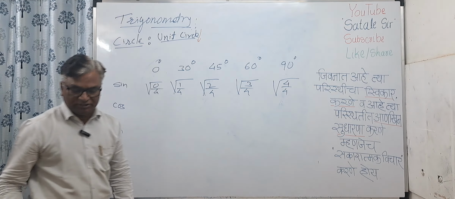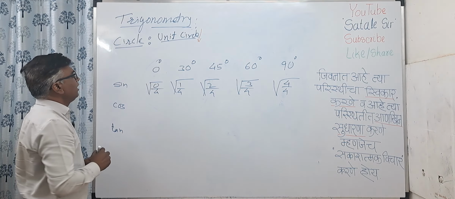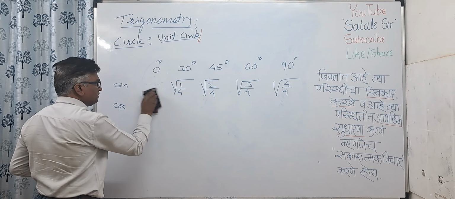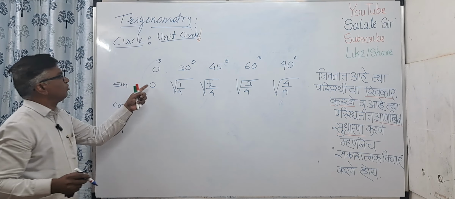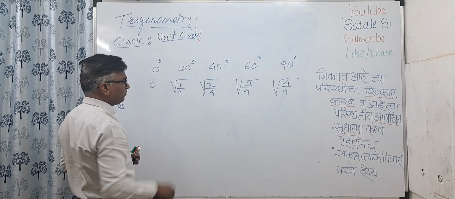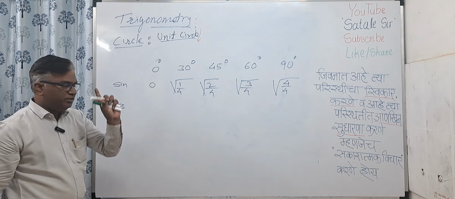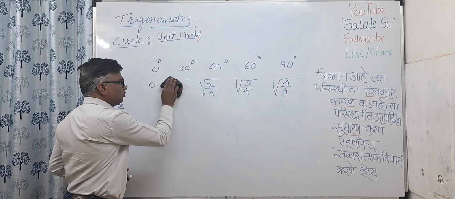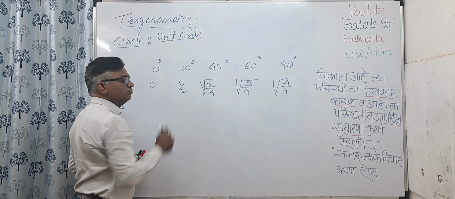Take root of all these figures. So 0 upon 4 is 0, and root of 0 is again 0. That means this is 0, so sine 0 is always 0. Now this is 1 by 4, and root of that means root of 1 divided by root of 4. Root 1 is always 1 and root 4 is 2. That means this comes out to be 1 by 2.